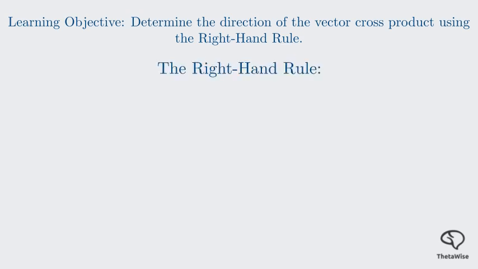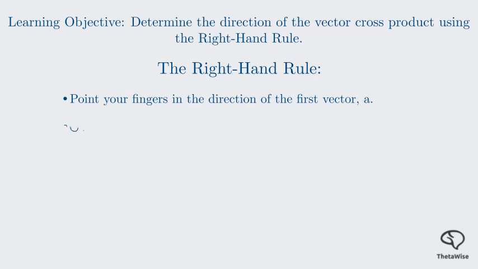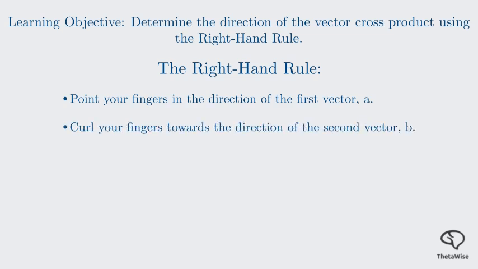Here's how it works. Using your right hand, point your fingers in the direction of the first vector, A, then curl your fingers towards the direction of the second vector, B. Your thumb will now be pointing in the direction of the cross product, A cross B. This rule gives a consistent way to determine the direction. Now, let's look at the length, or magnitude, of the cross product.